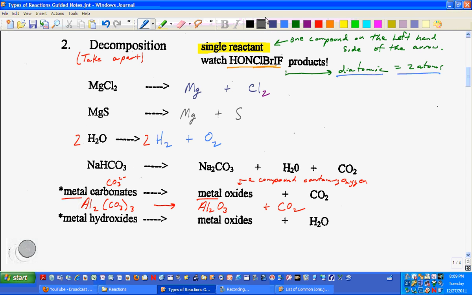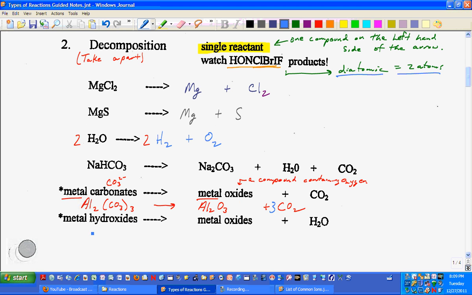At this point, we probably want to balance this up. I've got 2 aluminums here, 2 aluminums over here. I've got 3 carbons, so I'd probably want to put a 3 here to get me 3 carbons. And I've got 3 times 3 gives me 9 oxygens. With this 3 out in front here, I've got 6 plus another 3, which is 9 oxygens, so I'm set there.